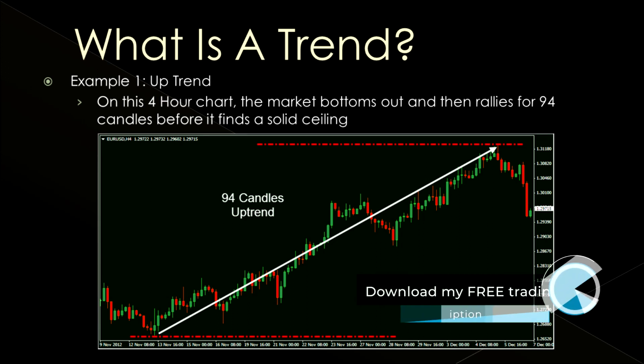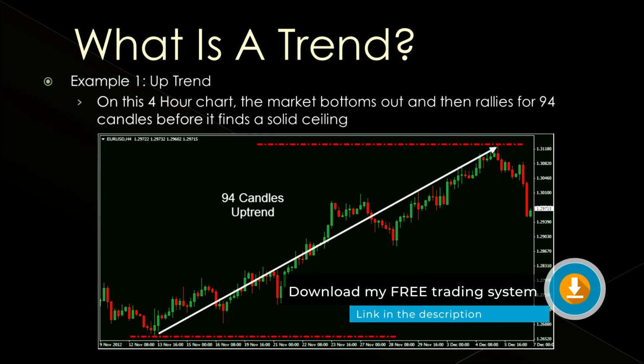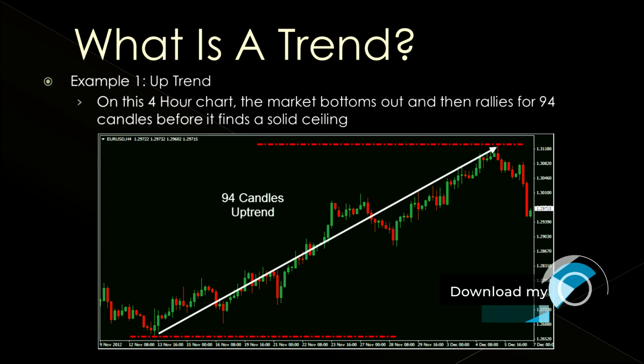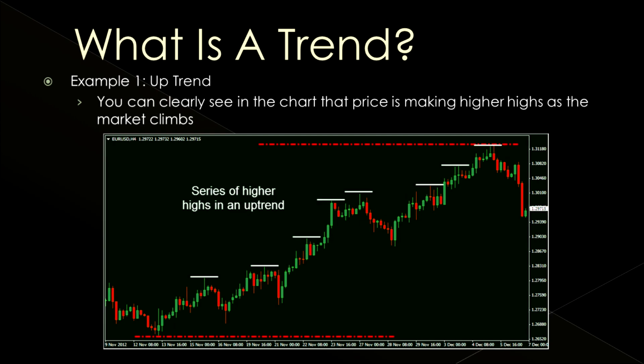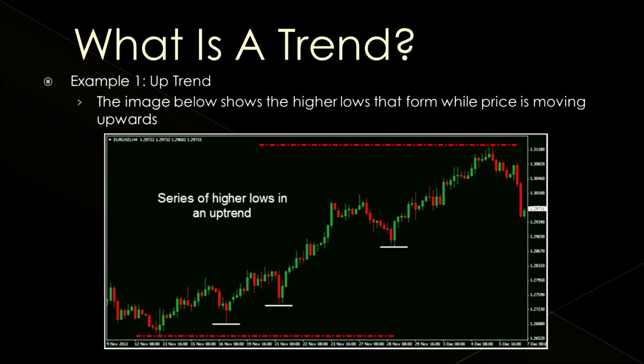Let's have a look at an example of an uptrend. On this 4-hour chart, the market bottoms out and then rallies for 94 candles before it finds a solid ceiling, as indicated by the red horizontal dotted line. And you can clearly see in the chart that price is making higher highs as the market climbs. Now you'll see the image below shows the higher lows that form when price is moving upwards.